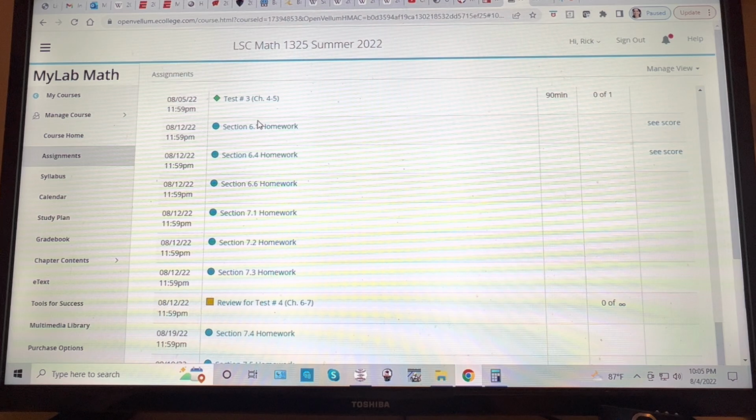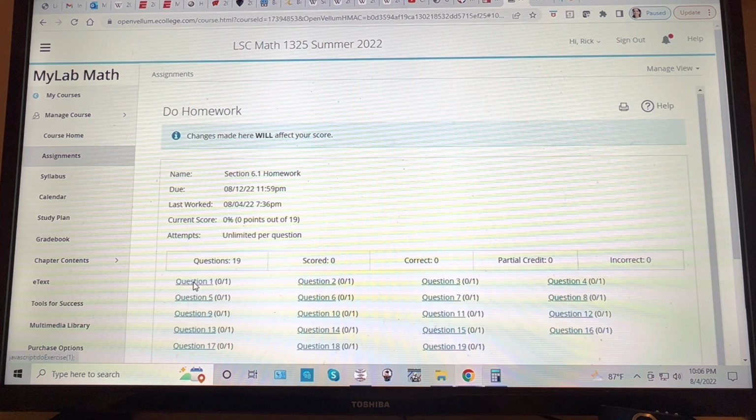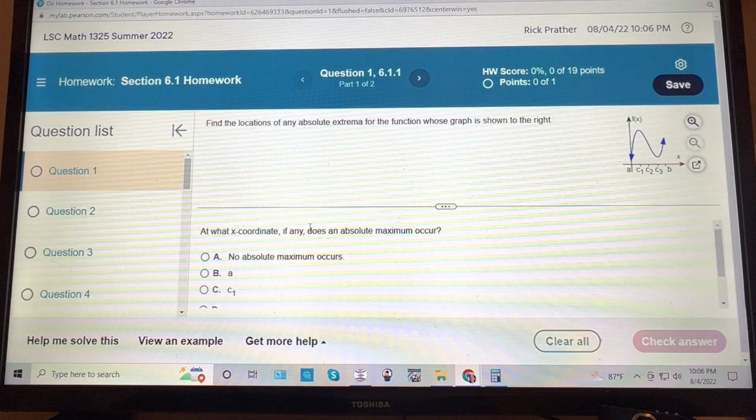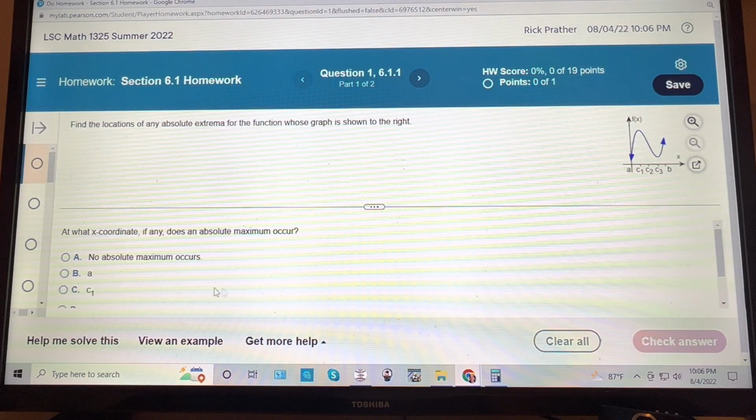Today is 6.1 and 6.4, then Tuesday 6.6 and 7.1, and then 7.2 and 7.3 on Wednesday. So just 6 assignments this week, 2 per day. 6.1, we dealt with a couple of ways last week of finding local or relative maxes and mins. Now what we're looking for are absolute maxes and mins.